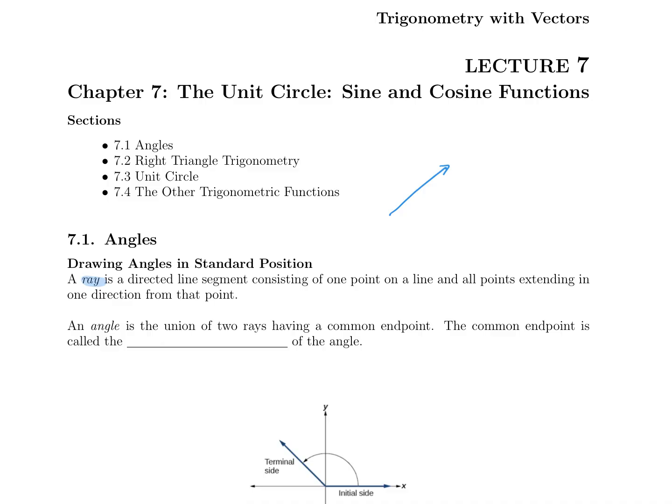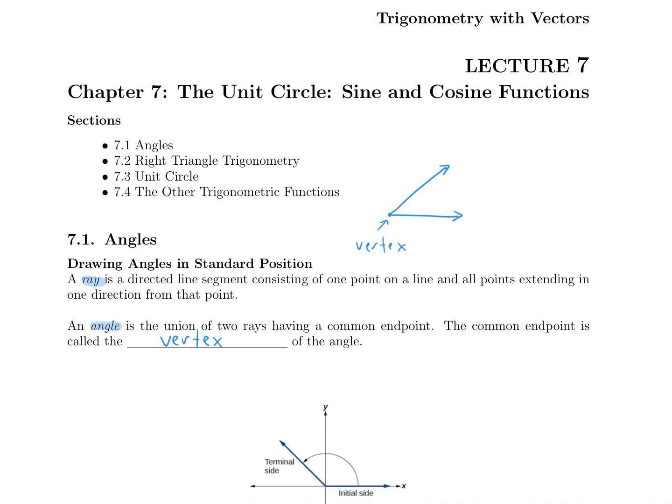An angle is the union of two rays having a common endpoint. So if I draw another ray with the same endpoint, that is going to create an angle. The common endpoint is called the vertex. So this point here is called the vertex.